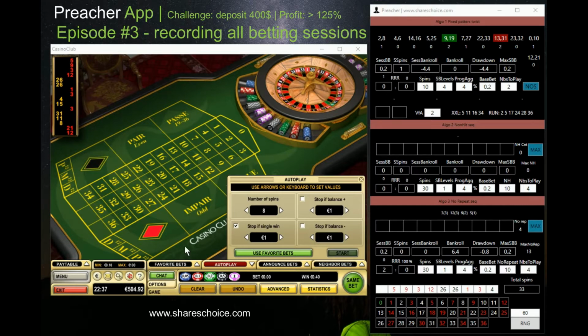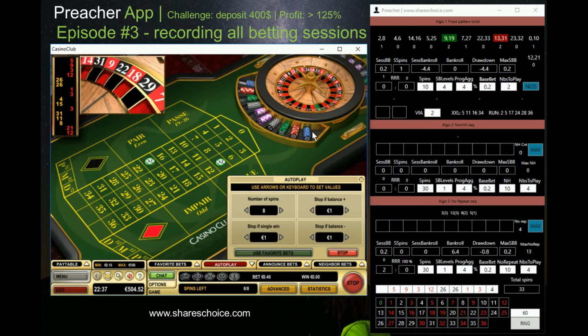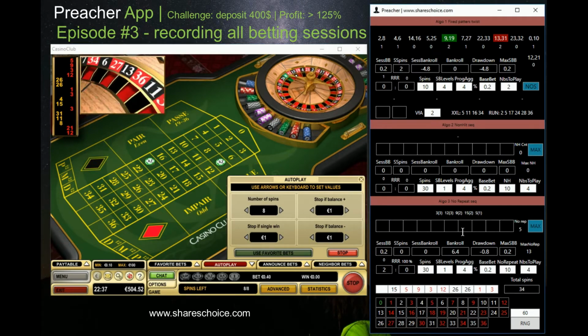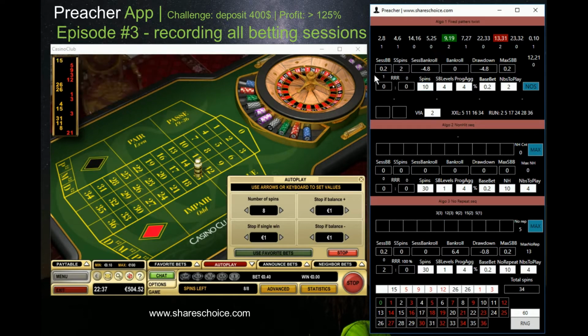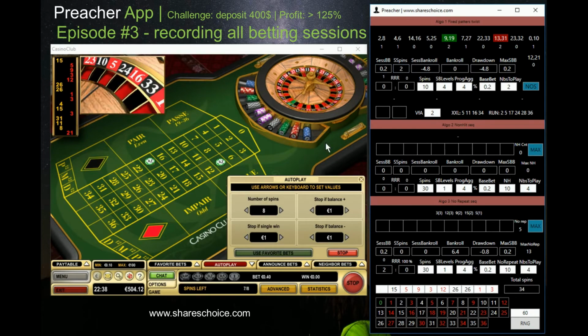So now we are playing algorithm number 1 on 9 and 19. So I'll put 20 cents on 9 and 19. Let's see how far we can get. And in this level we also have to increase the base bet once we reach several spins, if no success.